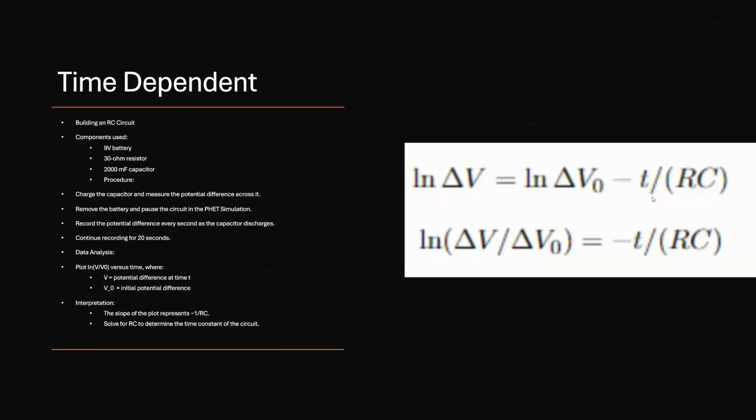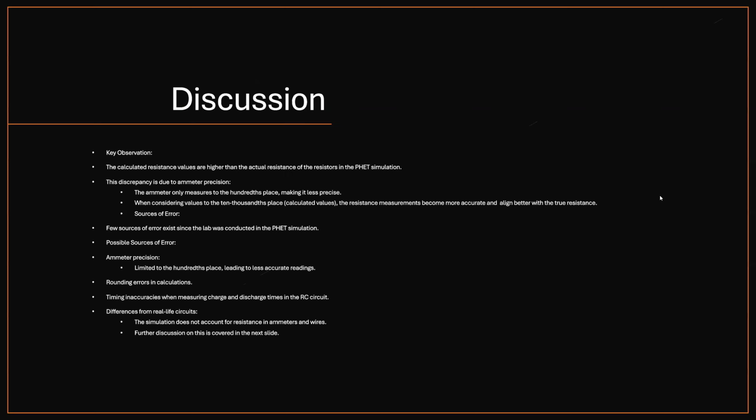Time dependent components used: 9V battery, 30 ohm resistor, 2000 mF capacitor. The previous listed ones as well. The plot of potential versus time, where V is potential difference and V0 is initial potential.